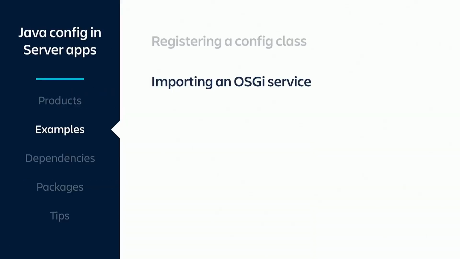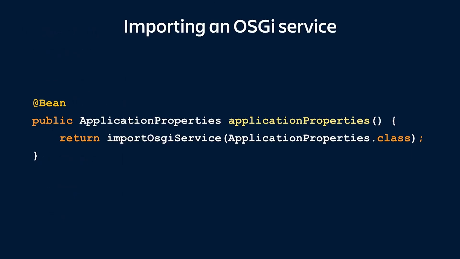So how would you actually import an OSGi service? Well, you would write a method like this. Let's say you wanted application properties. It doesn't matter if it's the Sal one or the Jira one, because this is code, right? The compiler knows. So you call a method import OSGi service. You pass it application properties as an interface, and you get a reference to the service. How good is that?